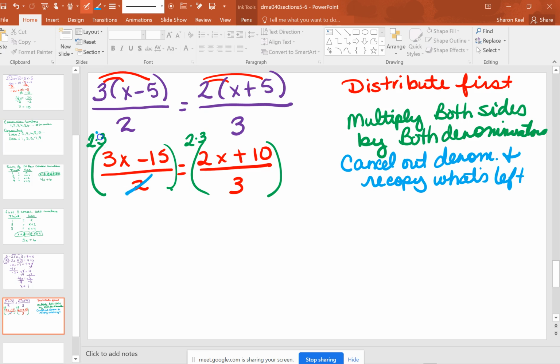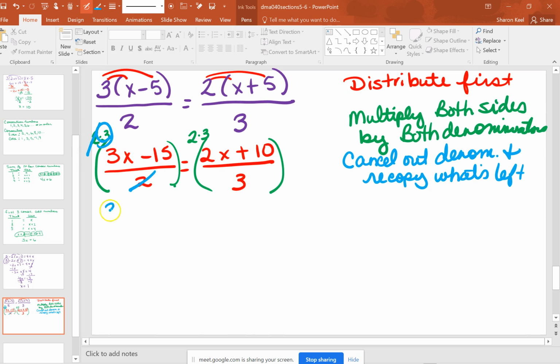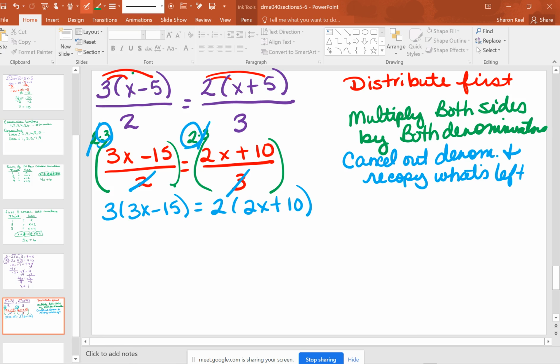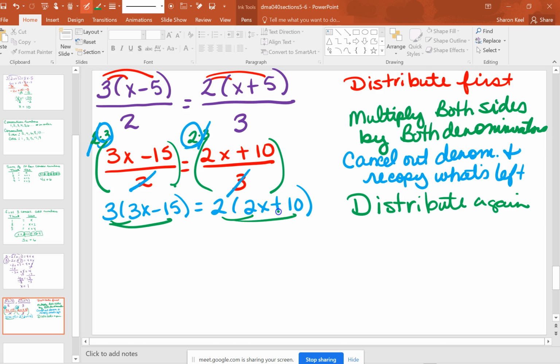So here my 2 cancels. I'm left with that 3 in front times (3x minus 15). On this side, my 3 cancels out. I'm left with that 2 times (2x plus 10). Now, when you look at this, you're going, oh my gosh, this is very simple. I'm going to distribute again. That's all we're going to do is distribute again. Here and then here. So 3 times 3, we got 9x minus 45. 2 times 2x gives me 4x plus 20.